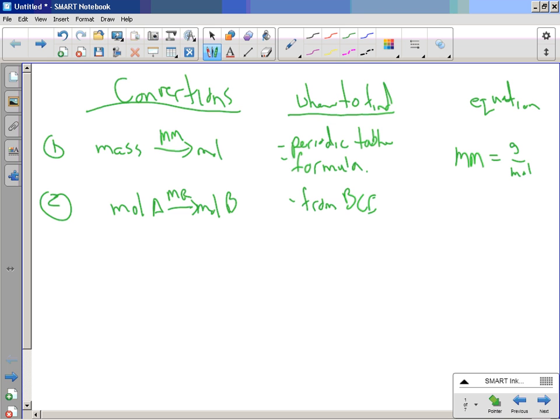Now, there really is no equation for it. What I've been telling you is that what you have goes on the bottom, and what you want to convert it into goes on the top. I guess we could say the number that you have on the bottom and the number that you want it to become on the top. We haven't really talked about an equation for that. And that number is the coefficient, the number in the balanced chemical equation.